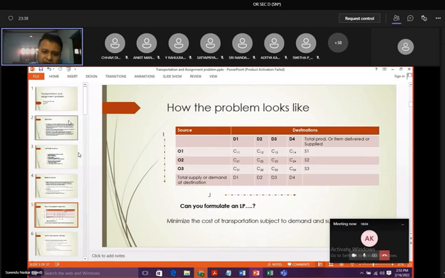Okay. Now S1 is the total amount that is supplied by origin O1. I'll repeat: S1 is the total amount supplied by origin O1. What is D1?